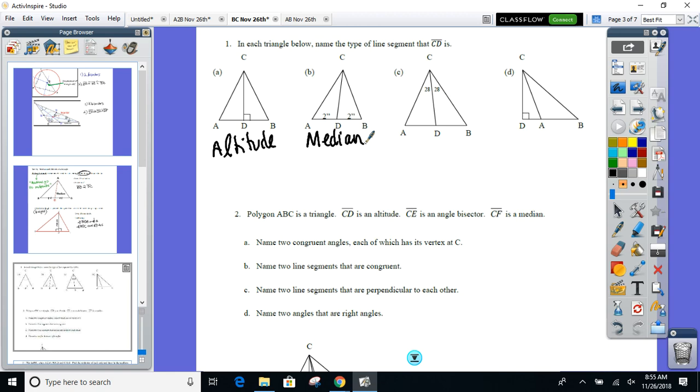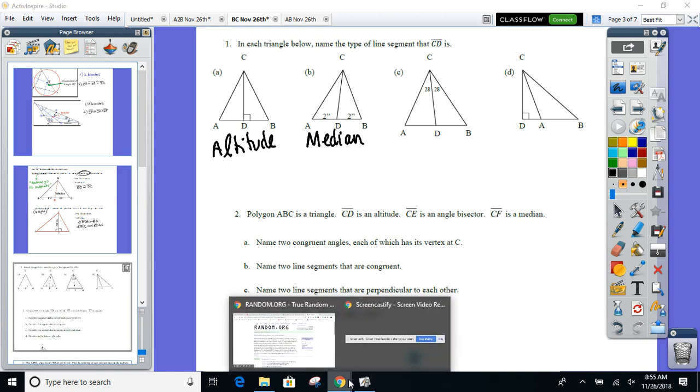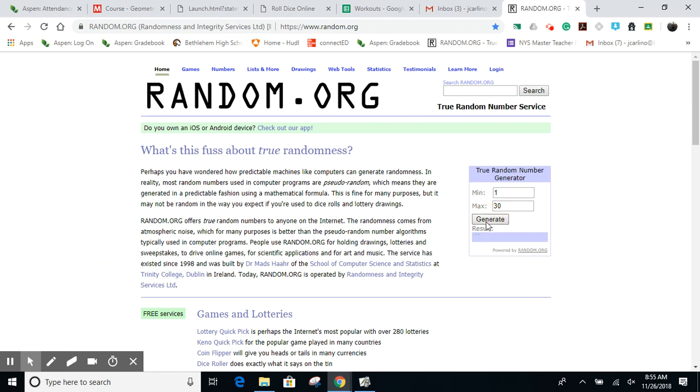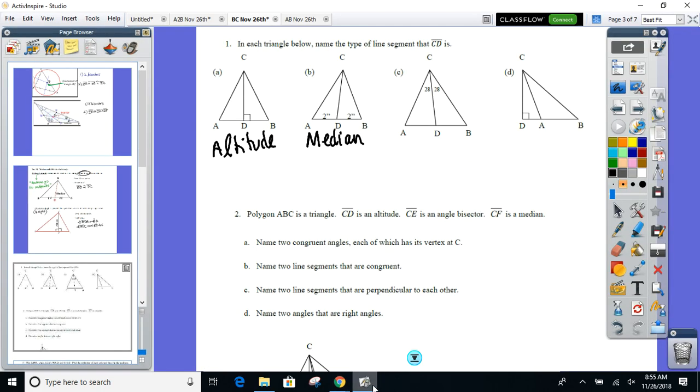All right, hopefully I'm not tricking you with C. With 28 degrees, 28 degrees, what is CD acting as? Do I know anything here? The answer may not be altitude or median, just a heads up. I'm not looking for altitude or median here. It's not a median because I don't know these are congruent, and it's not an altitude because I don't know if it forms a right angle, but I do know it cuts this angle into 28 and 28. It's an angle bisector.